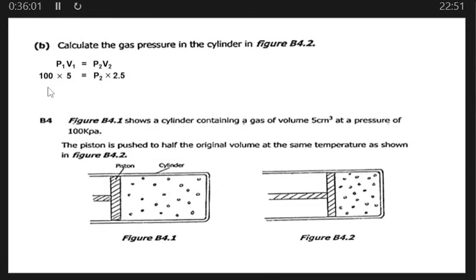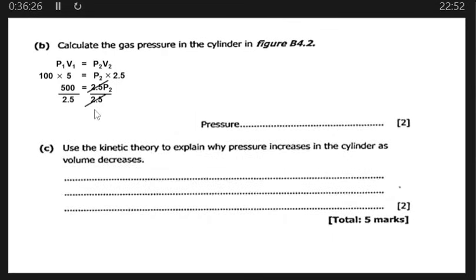Then we are actually going to do the multiplication. 100 times 5, which will be 500, is equal to P2 times 2.5, which will give us 2.5 P2. Then we'll make P2 the subject of the formula by dividing by 2.5, also here by 2.5. So these will cancel out.